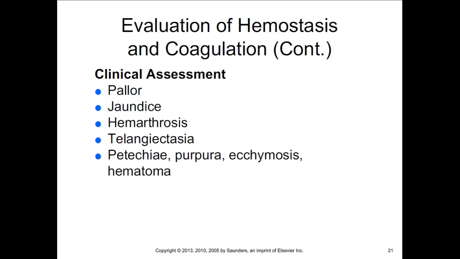Right, so some hemostasis clinical signs that you might look for: pallor, or jaundice, hemarthrosis, so bleeding into the joints, telangiectasias, which are bundles of blood vessels, especially if you see bundles of blood vessels either in the skin or in the mouth. Petechiae. Remember, petechiae are those little bitty red dots. And purpura, ecchymosis, which basically is bruising, and hematoma, which is like a raised bruise.